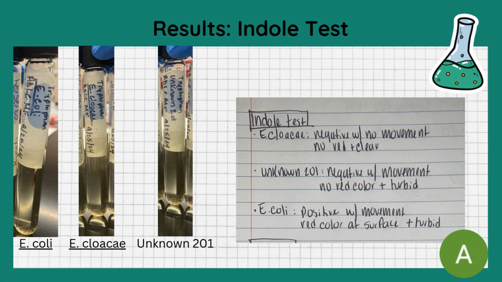On the other hand, E. coli displayed a red color change towards the surface of the tube, in addition to some turbidity. Therefore, E. coli is interpreted to be a positive sample for the indole test in converting tryptophan to indole.